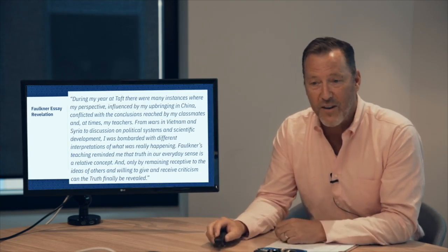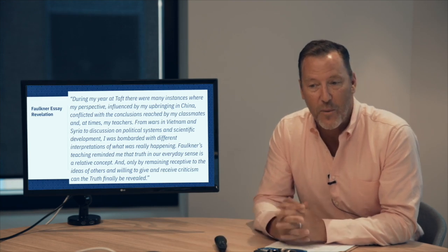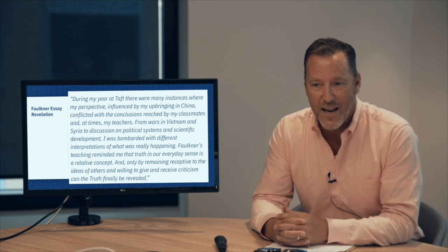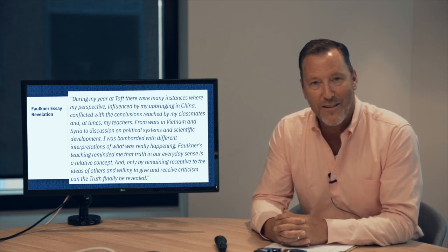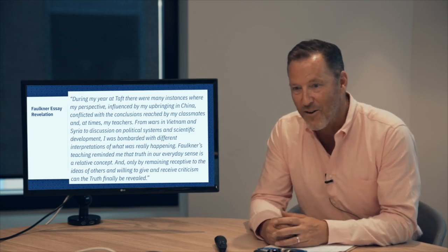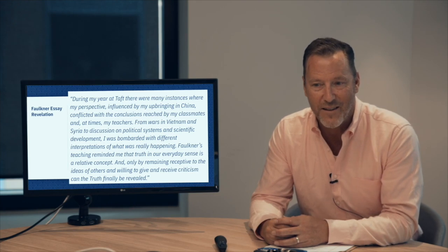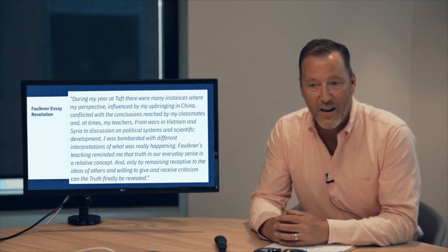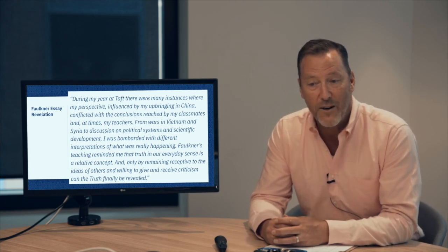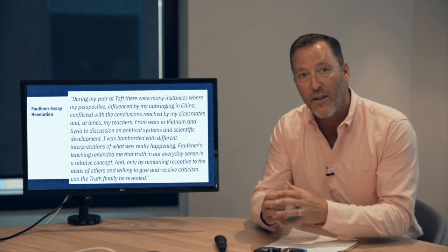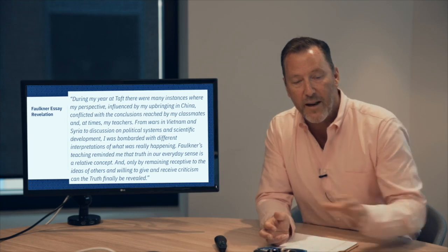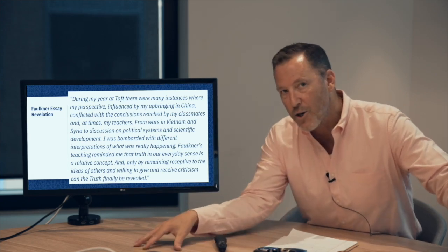There are a couple other examples here, and another student, similar experience. Her exchange experience as a student at a boarding school in the United States, and she really talked about trying to understand William Faulkner, one of the most complicated American writers, but also trying to understand her American classmates, and in the process, by remaining receptive to the ideas of others and willing to give and receive criticism, can the truth finally be revealed? She found that this study abroad experience really got her thinking about what is the truth, something that had been taught to her in China, something that was being taught to her in Oregon, or something in between.